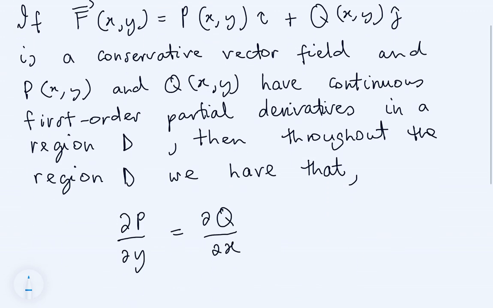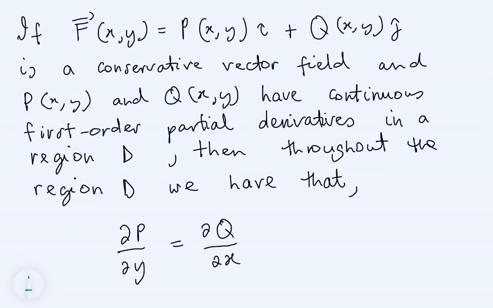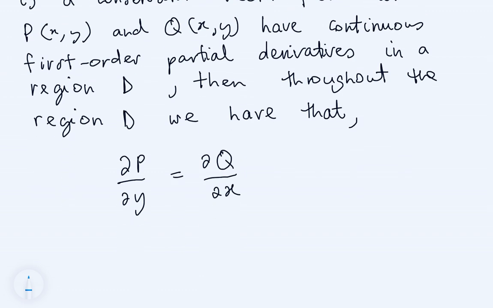Over here we have the theorem statement. If F(x,y) is equal to P(x,y) in the i direction plus Q(x,y) in the j direction, so this is basically a vector field, and F is a conservative vector field, and the components P(x,y) and Q(x,y) have continuous first order partial derivatives in a region D, then throughout this region D, the partial derivative of P with respect to y is equal to the partial derivative of Q with respect to x. That's what the theorem states.